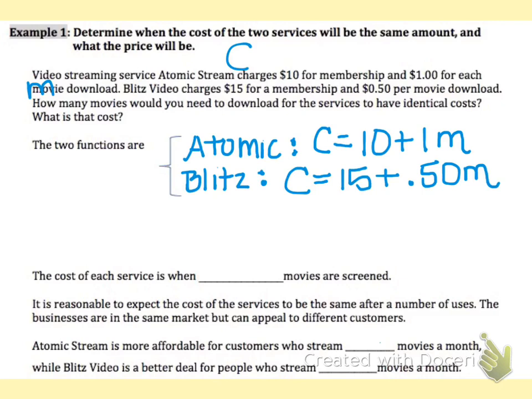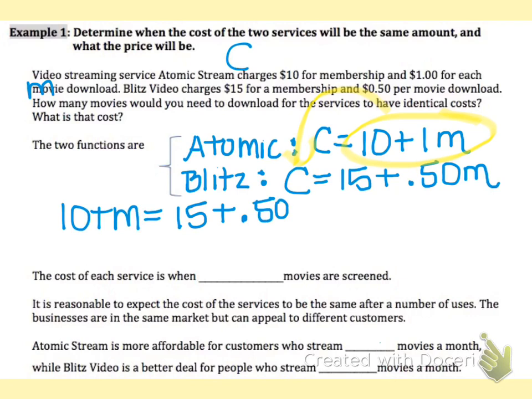Now we've got this nice simple system, we could pick one of our methods. This is uniquely set up to use substitution, because see how they're both solved for C. So all I have to do is take what this equation says C is equal to and set it equal to the other. Since they're both solved for C, I just set them equal to each other, and then I can solve using my algebraic methods.